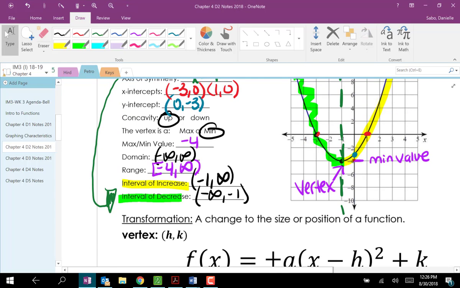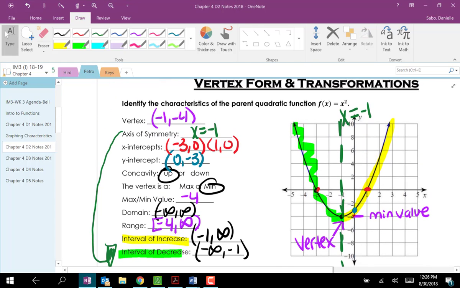Okay, so you guys did number 1. How'd it go? I feel like most of you did okay. Was it just the interval of increase and decrease? Is that the only part? Okay, very common. Again, don't feel bad. You will get the hang of it. It took me a while when I was younger too.